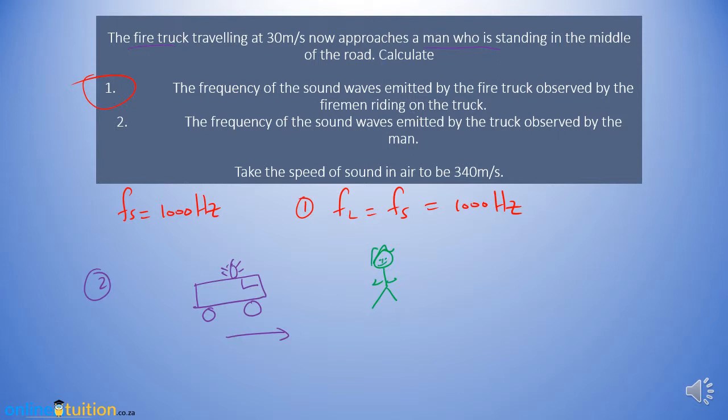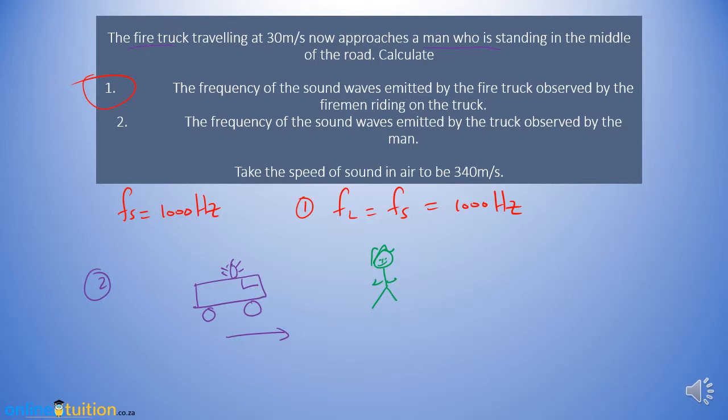So the velocity of the listener, let's put it that way, would be 0, right? And the speed of the truck, if you think about that, is 30 meters per second. So that's all we have for now. And if you look very carefully, let's look at the interpretation.